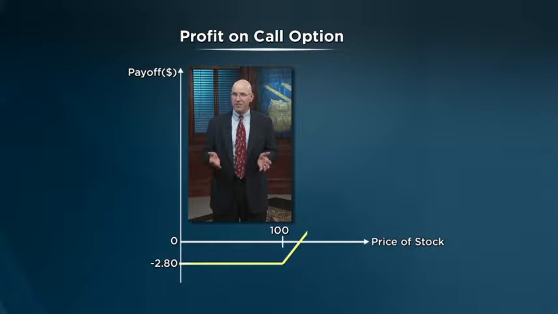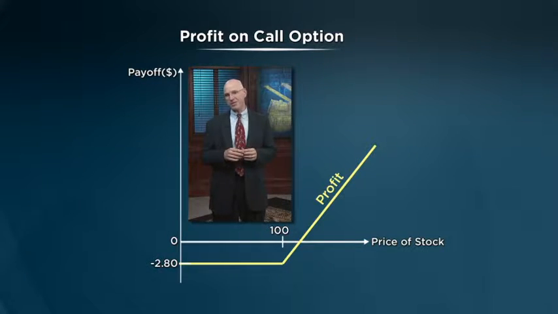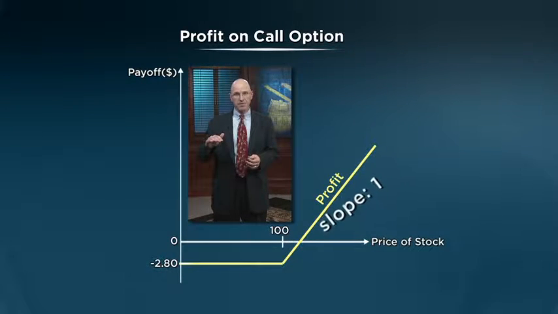If the price of the share goes above $100, though, the option goes into the money and starts to profit. For each dollar the price of the share goes above $100, the profit on the option rises by $1. That means that the profit line changes when we pass $100 on the horizontal axis. The profit goes from being a flat line to a line with a slope of 1.